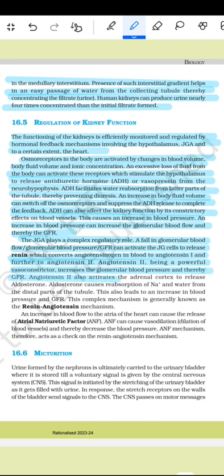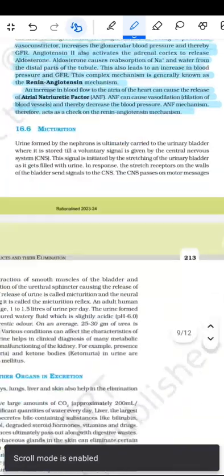Angiotensin 2 also activates the adrenal cortex to release the aldosterone. Aldosterone causes the reabsorption of Na+ and water from the distal part of the tubule. This leads to an increase in the blood pressure and the GFR. This complex mechanism is generally known as the renin-angiotensin mechanism (RAS). An increase in the blood flow to the atria of the heart can cause the release of the atrial natriuretic factor ANF. ANF can cause the vasodilation of the blood vessels and thereby decrease the blood pressure. ANF mechanism thereby acts as a check on the renin-angiotensin mechanism.